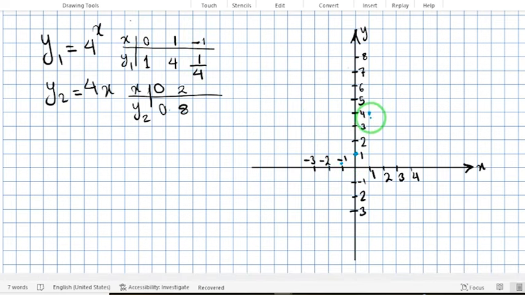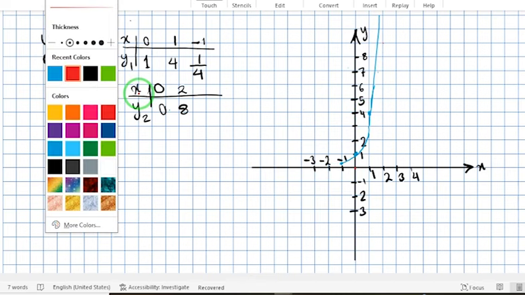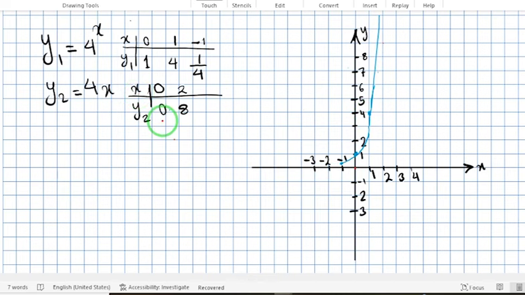Now we connect these points together because it's exponential, and now we draw the second graph here. When x is 0, y is also 0, and when x is 2, y is 8. x 2, y 8 here. We connect these 2 points together.